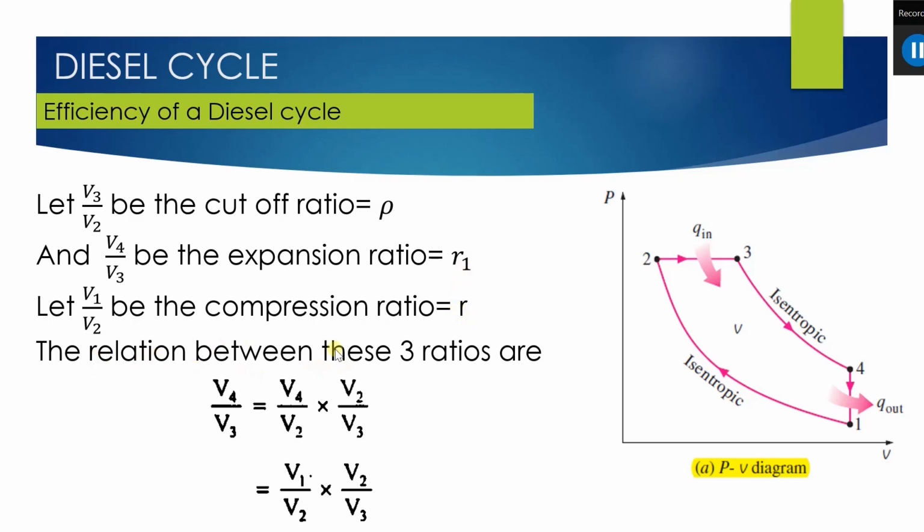So for the relation between those three ratios, we can write V4 by V3 equal to V4 by V2 multiplied by V2 by V3. Okay, we can write it like this, because the V2 terms cancel each other, and we get V4 by V3. Also, from this figure, V4 by V2 is equal to V1 by V2, because V4 and V1 are the same. So V1 by V2 multiplied by V2 by V3.